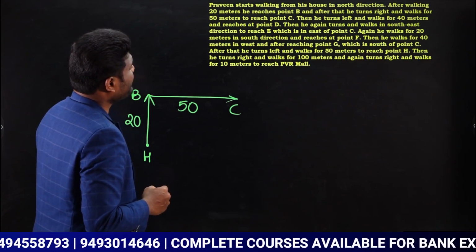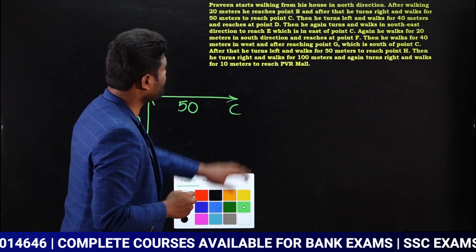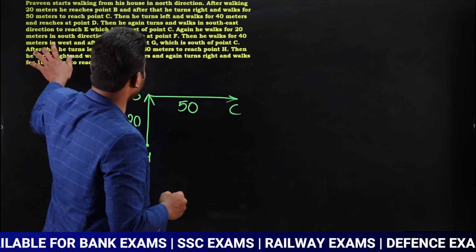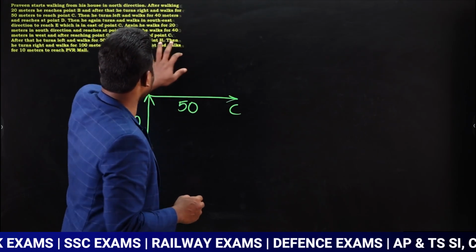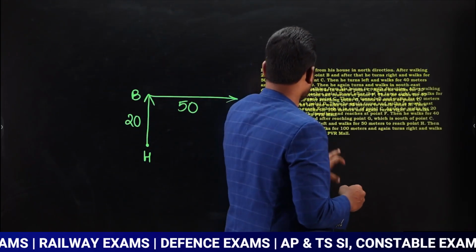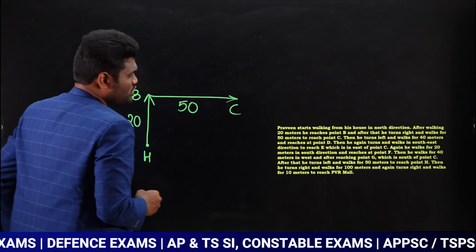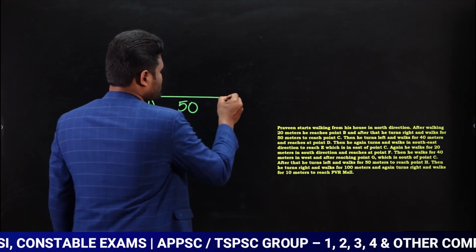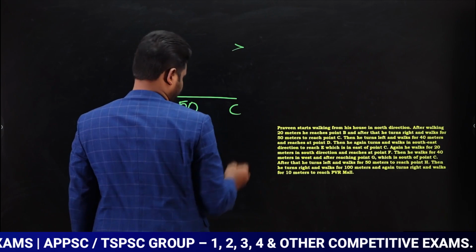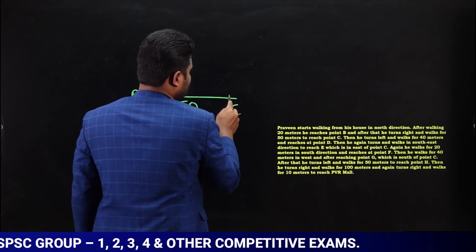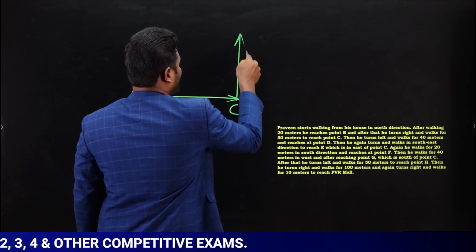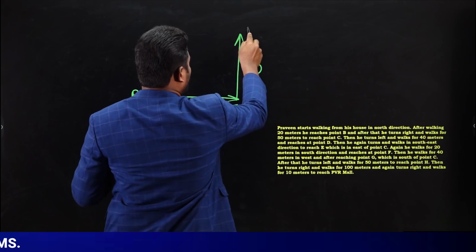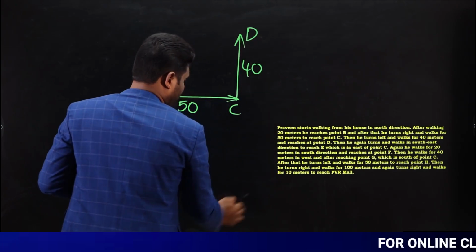Next, what happened? Then he turns left and walks 40 meters. Look here. Now he turns left, and walks how many meters? 40 meters. He turns left and walks 40 meters to reach point D. Okay, now this is point D.